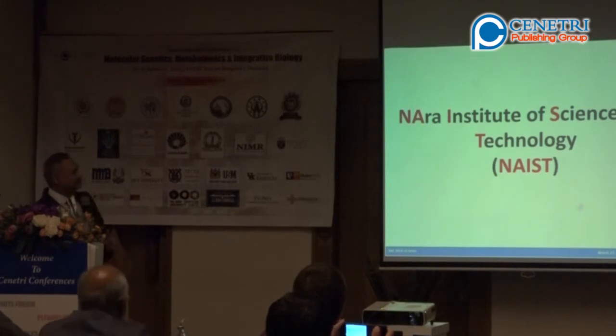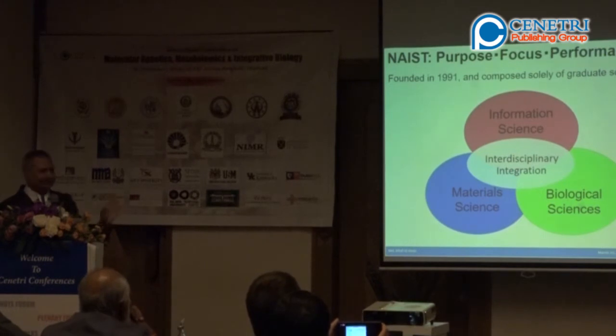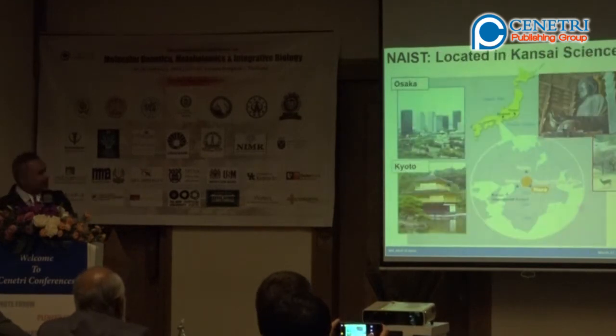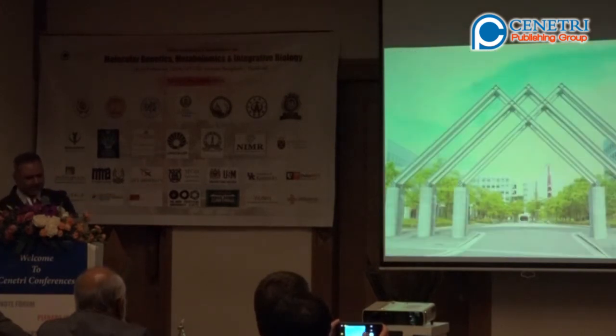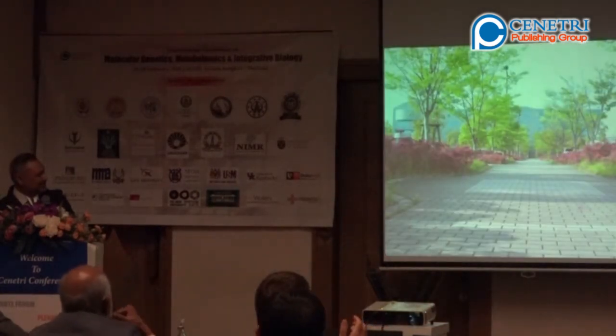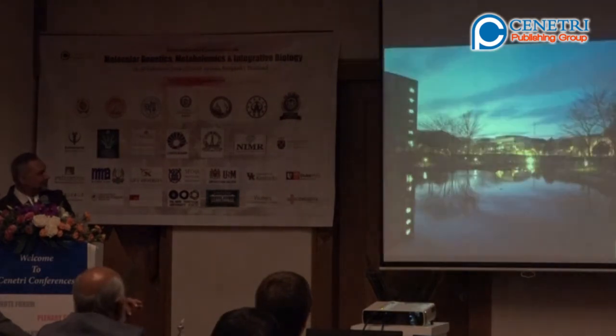This is Nara Institute of Science and Technology in Japan. We have 3 graduate schools. We have only PhD and master's students. We don't have any undergraduates. Information science, biological science, and material science. I work in information science. This is in Nara, very near Osaka, Kyoto, and also Kobe. And this is the gate of Nara Institute. It's very beautiful in summer. Winter probably is also, sometimes it snows.